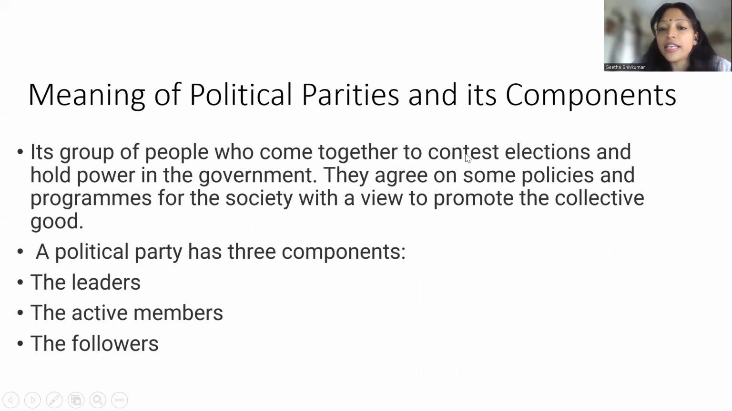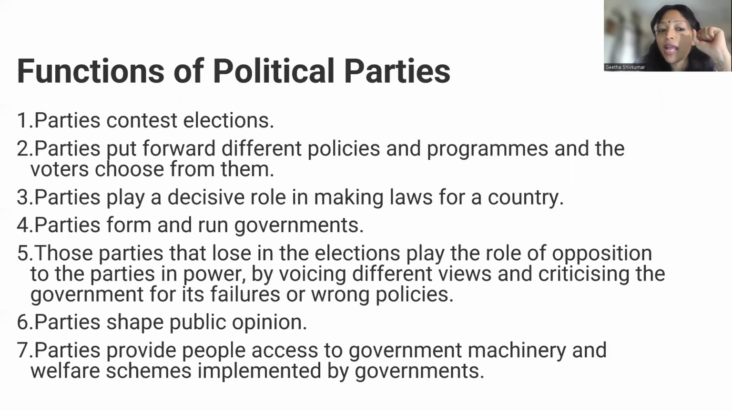They contest election, and then they hold power in the government. They formulate some policies and programs. When they formulate policies and programs, definitely they will be making some laws. So these are the 4 functions which we have taken from the definition. Then those who lose also play the role of opposition party. That is your 5th function. The 6th one is they shape public opinion, and the last one is people's access to the government machinery, for example the programs which have been implemented.